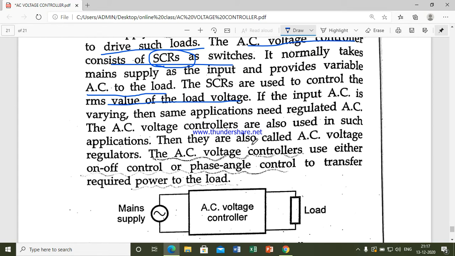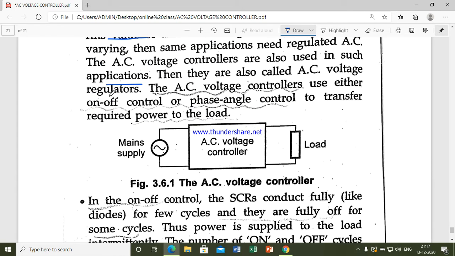If the input AC is varying, then the same application needs regulated AC. AC voltage controllers are also used in such applications, and then they are called AC voltage regulators. There are two types of AC voltage controller. They can use on and off control, or phase angle control, to transfer the required power to the load.